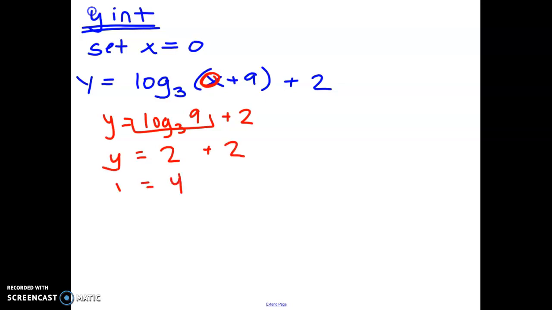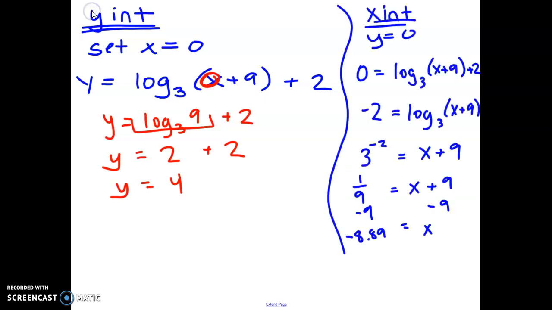So y equals 4. Okay, so for the x-intercept, we're going to start by plugging in y to 0. So when I put a 0 in for my y, I have to try to get the log part by itself. So I'm going to start by subtracting that 2 to the other side. Now from here, I can't really evaluate this in log form, so I would change it to exponential form. So our rule says that my base is 3, my exponent is -2, and then the thing in the x spot here is x plus 9. So that's where that came from.